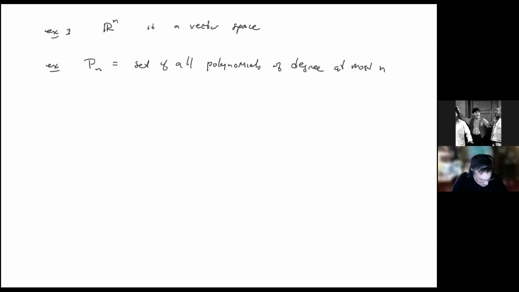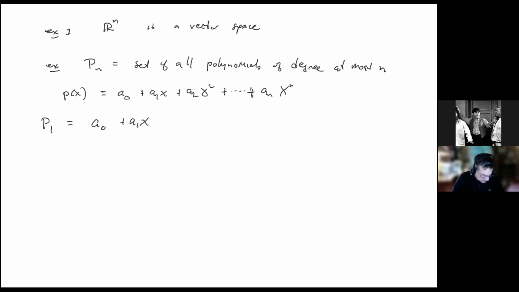So an element of P of n is a polynomial. So P of x would be of the form a0 plus a1 times x plus a2 x squared all the way up to a sub n x to the n. For example, P sub 1 is all expressions of the form a0 plus a1 times x. That would be the set of all things of that form where a0 and a1 are real numbers.